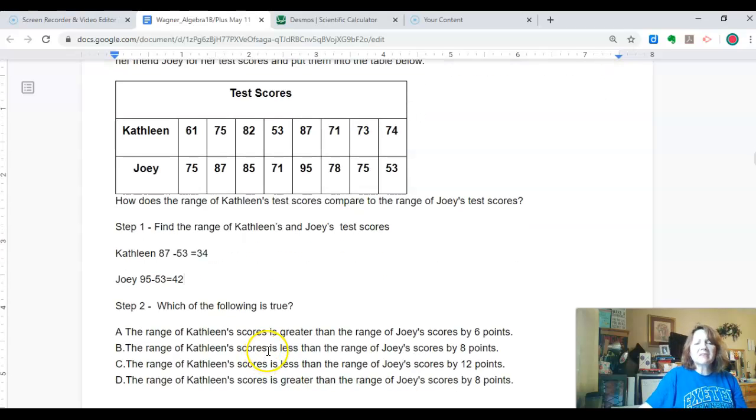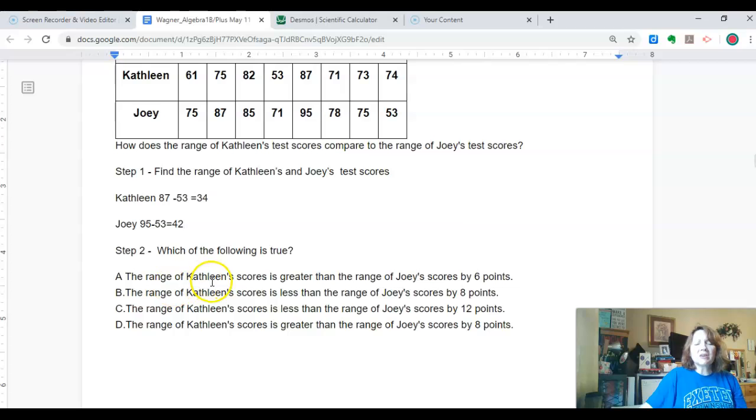So now I'm going to see if I can answer the question. The range of Kathleen's score is greater than the range of Joey's score. Well, it's not. Kathy's is lower, so it's not A. The range of Kathleen's score is less than the range of Joey's. Okay, so that could be true by 8 points. So 42 minus 34 is 8 points, so B is the correct answer. Okay, so that's how you would do it. You would figure out what the range would be, and then you would answer the question.